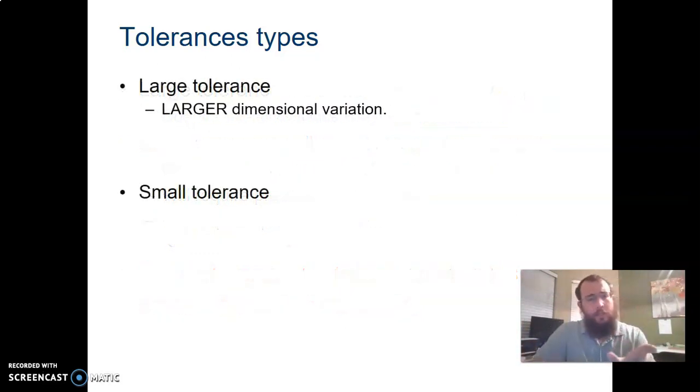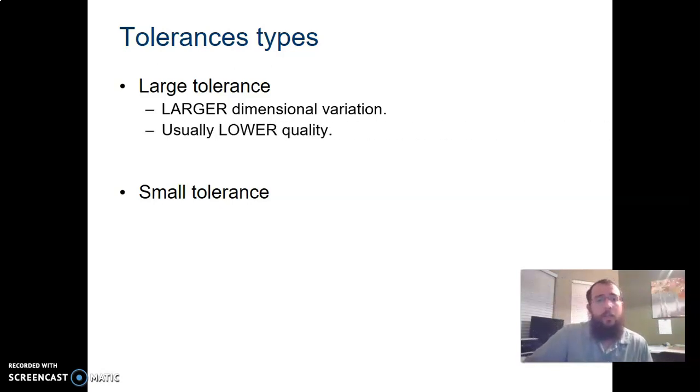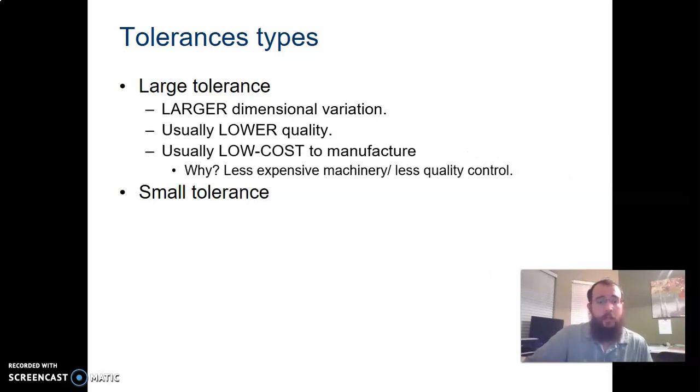If you haven't written anything down, you definitely need to write down this slide. A large tolerance has larger dimensional variation, is usually lower quality, and is usually low cost to the manufacturer. It's cheaper for them to manufacture. Why? Because they're using less expensive machinery and less quality control.